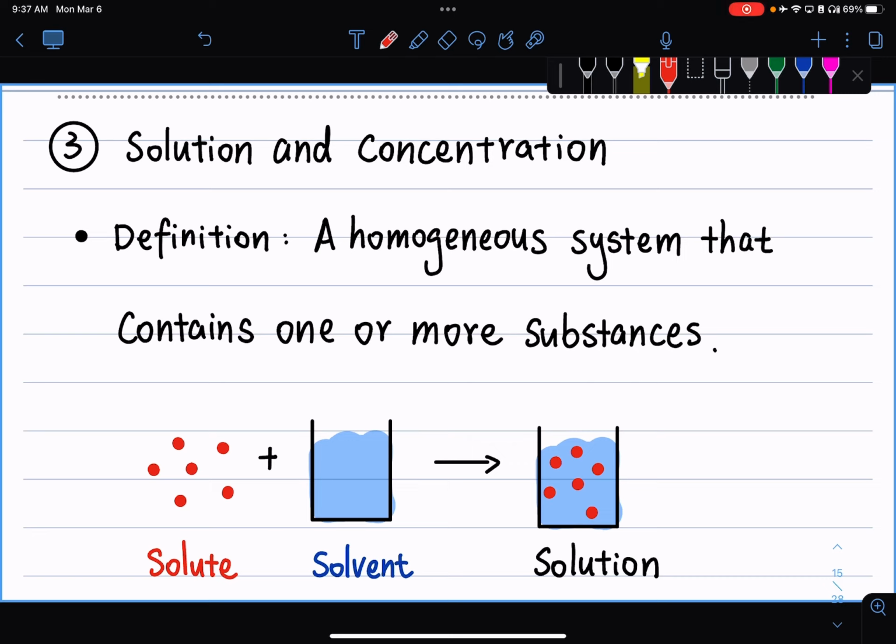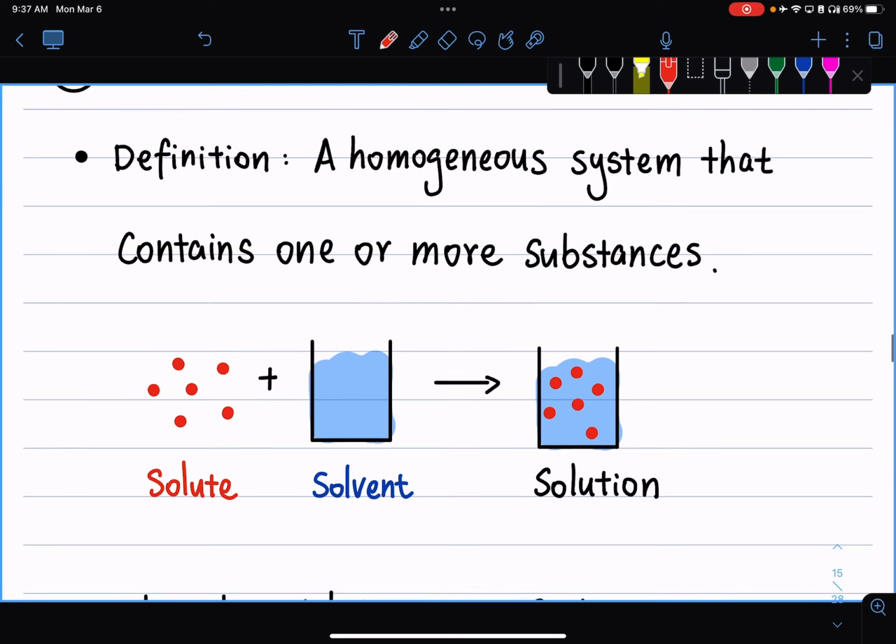Solutions and concentrations are things we use in chemical reactions. You will hear people talking about a solution of certain molarity, certain concentration. So before looking into actual problems, what is the definition of a solution? When we're talking about a solution, we mean a homogeneous system that contains one or more substances.